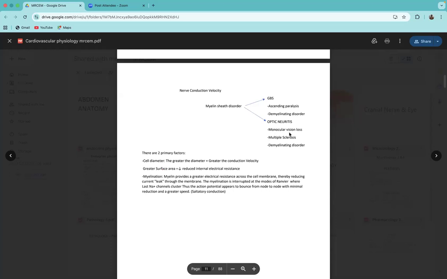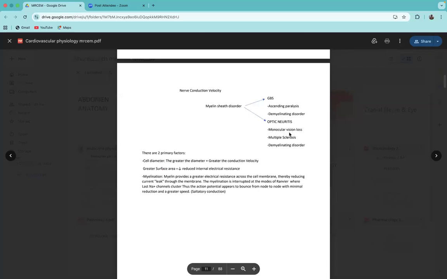monocular vision loss, in which the eye that is affected by optic neuritis will have visual loss in that eye only, not the other eye. It may also occur in multiple sclerosis, which is also a demyelinating disorder.